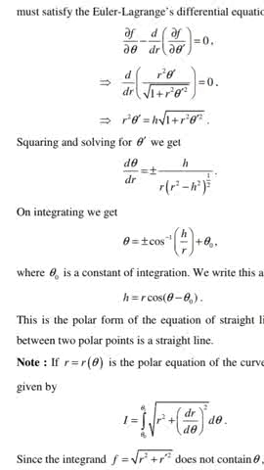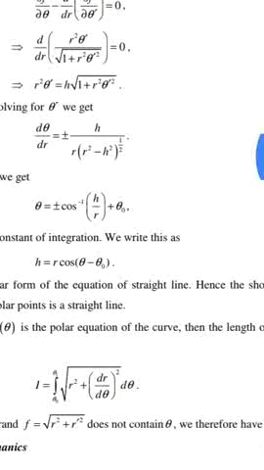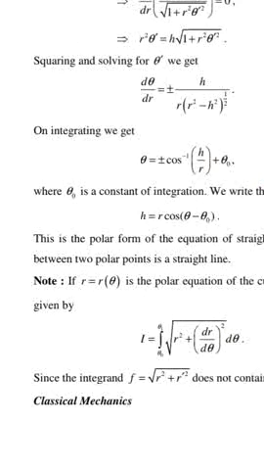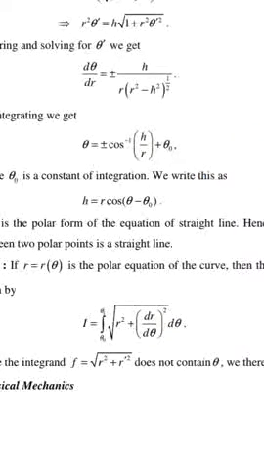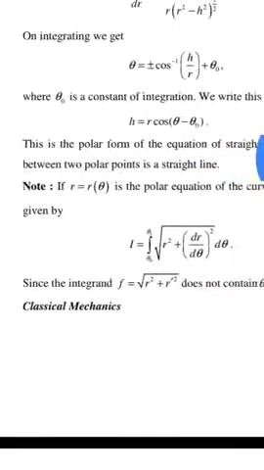Integrating, we get theta is equal to plus or minus cos inverse of h by r plus theta naught, where theta naught is the constant of integration. Therefore, theta minus theta naught is equal to plus or minus cos inverse of h by r. Since cos is an even function, plus or minus is replaced by plus, therefore h by r is equal to cos of theta minus theta naught, so h is equal to r cos of theta minus theta naught. This is the polar form of the equation of a straight line. Hence, the shortest distance between two polar points is a straight line.